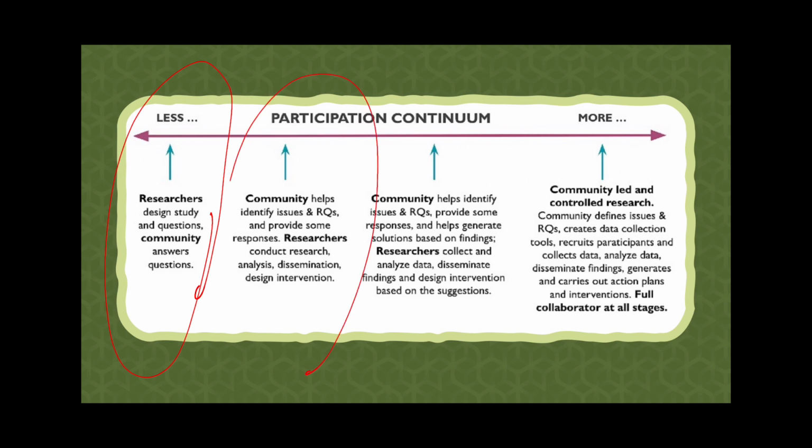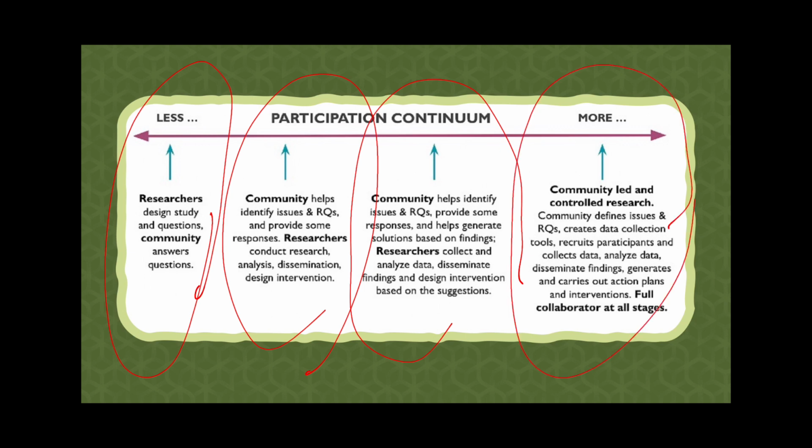Next, the community helps identify the research questions and provide some responses, but the researchers are the ones who do the research analysis, dissemination, and design interventions eventually. And then the community helps identify the research questions, provide some responses, and help generate solutions. But the researchers are the ones who collect and analyze the data, disseminate the findings, and design the interventions.